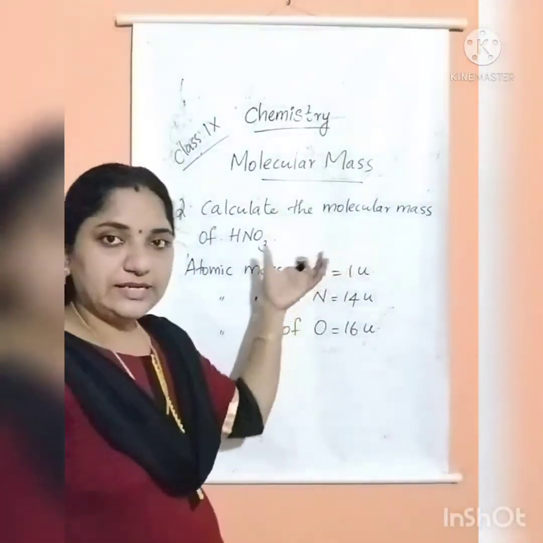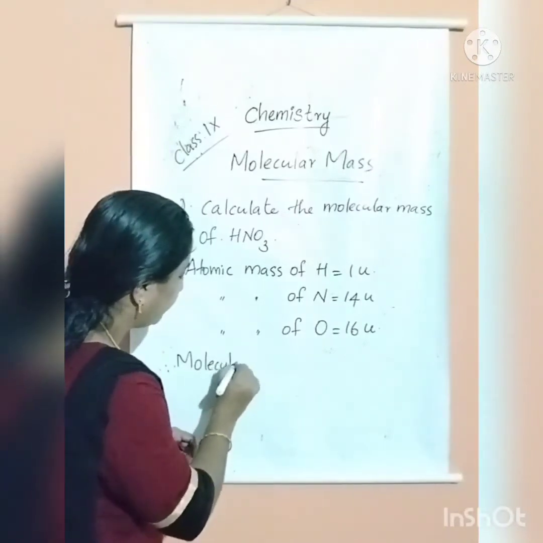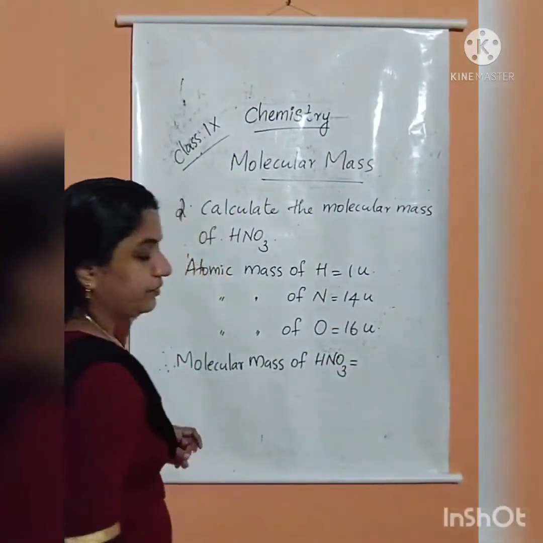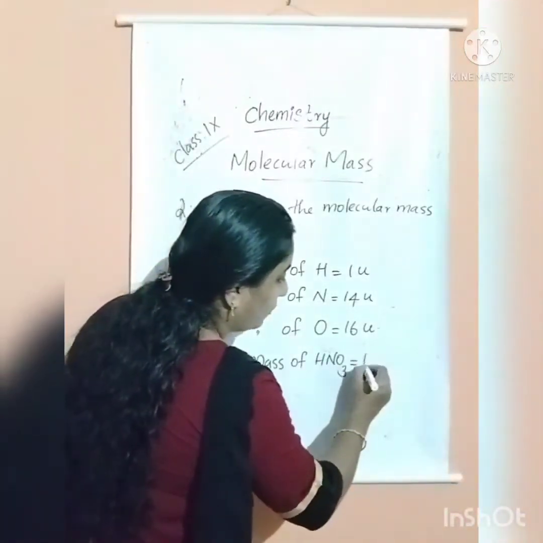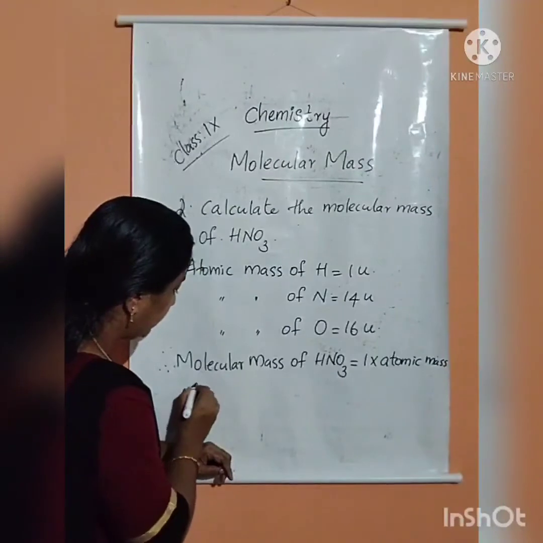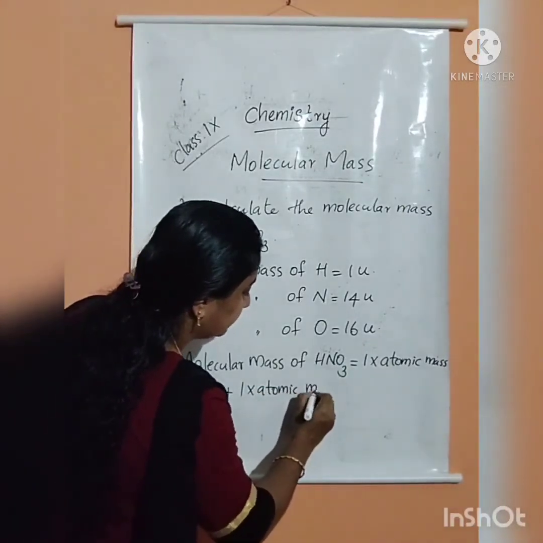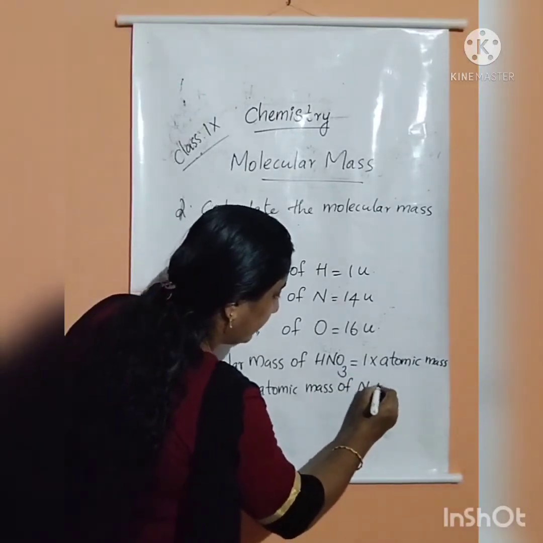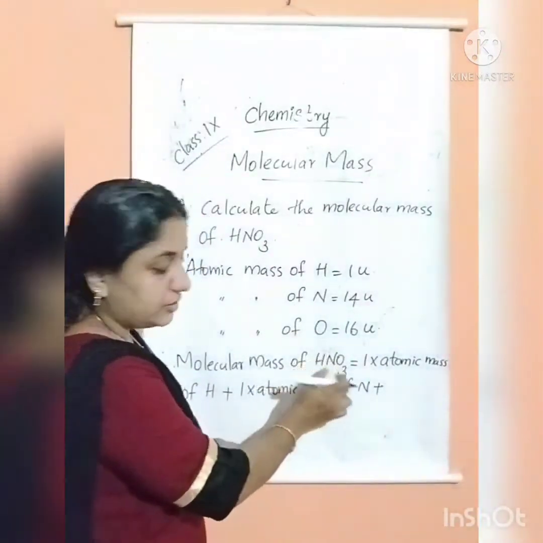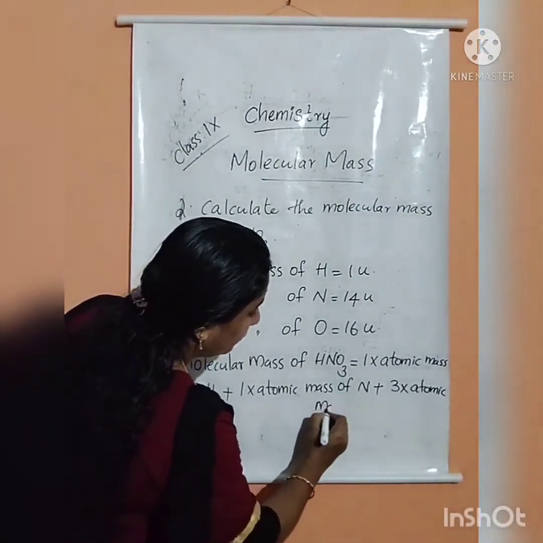Then what will be the molecular mass of nitric acid? Therefore, the molecular mass of HNO3, nitric acid, is 1 into the atomic mass of hydrogen, plus 1 into the atomic mass of nitrogen atom, plus 3 into the atomic mass of oxygen. Here 3 oxygen atoms are present.